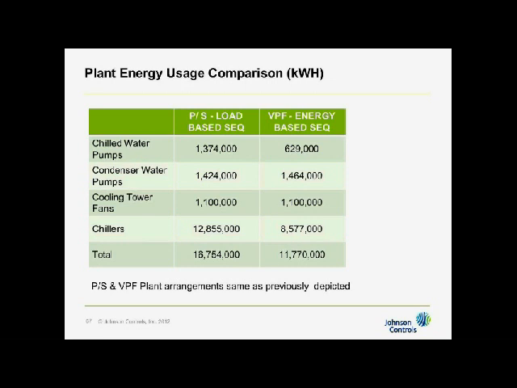But now you can see the effect of energy-based sequencing on the average chiller load. Instead of 12.9 million kilowatt hours per year with the variable speed drive chiller, we now can achieve 8.6 million kilowatt hours per year. And now the total energy for that plant is 11.8 million kilowatt hours.